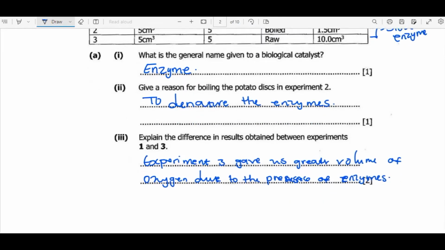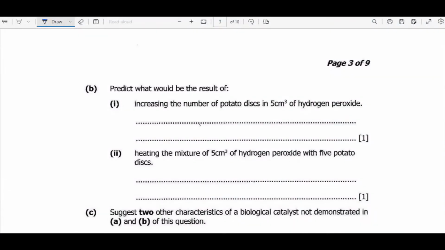Then we move on to question B. Predict what would be the result of 1, increasing the number of potato discs in 5 cubic centimeters of hydrogen peroxide. The potato discs in our case are used as like the number of enzymes. So if we increase the concentration of enzymes, then the rate of reaction increases. Whenever the rate of reaction increases, then the volume of oxygen produced must increase.